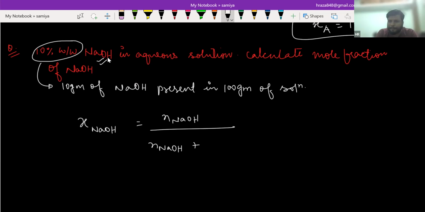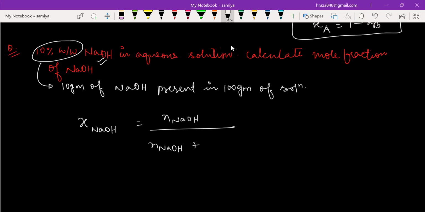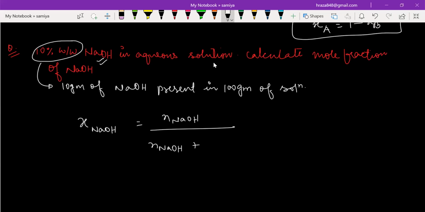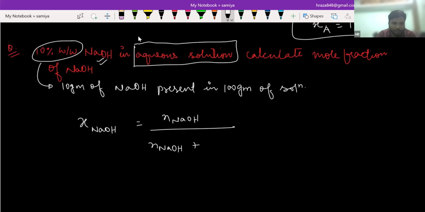What will be the solvent? 90, 100 minus 10. No, but what do you know the solvent name? You can calculate 90 gram, but 90 gram of what? Water. Since it is aqueous solution, that means it is present in water. So here you need to put number of moles of water. Now you can calculate mass of water: 100 minus 10, that will be 90 gram.